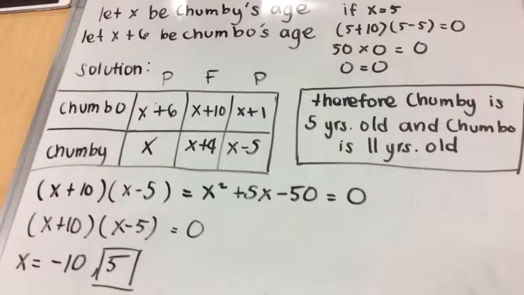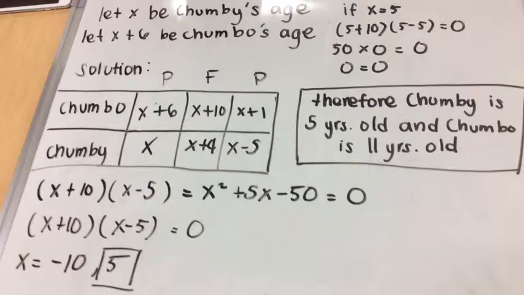The second column with the first p equals present age. Chumbo's present age is x plus 6, and Chumby's present age is x. The f column equals future. X plus 10 is Chumbo's age 4 years from now, and x plus 4 is Chumby's age 4 years from now as well. The last p means past, and that is Chumbo's age 5 years ago, which is x plus 1, and Chumby's age 5 years ago, which is x minus 5. Putting it into a table gives us more stability and more organization.